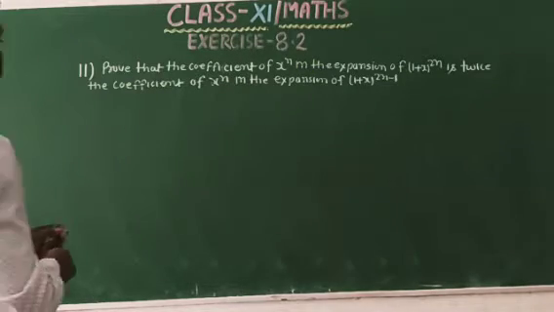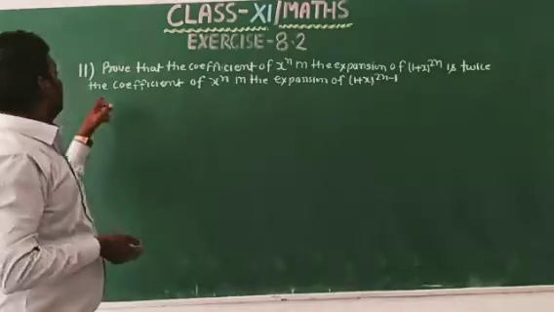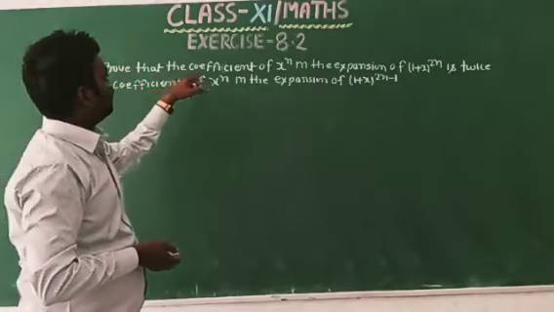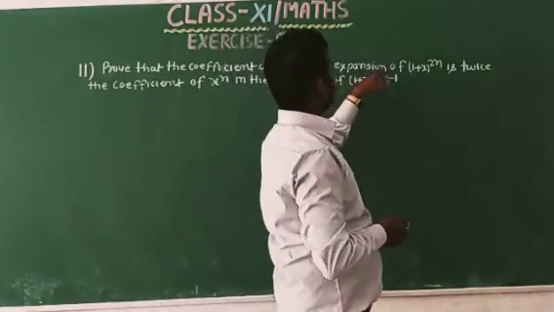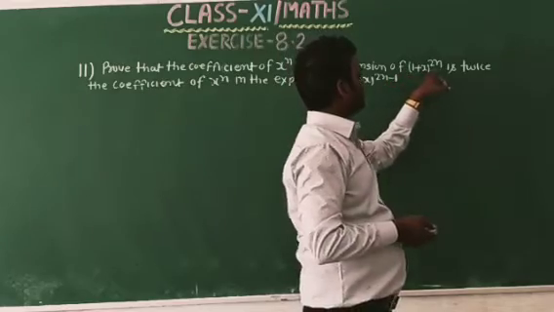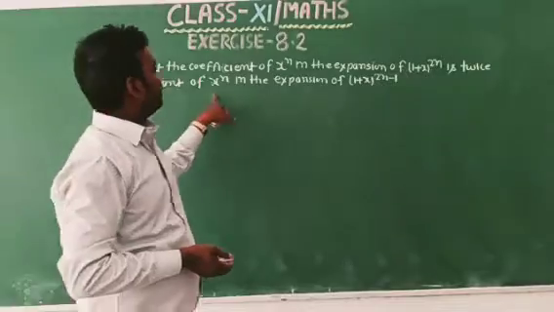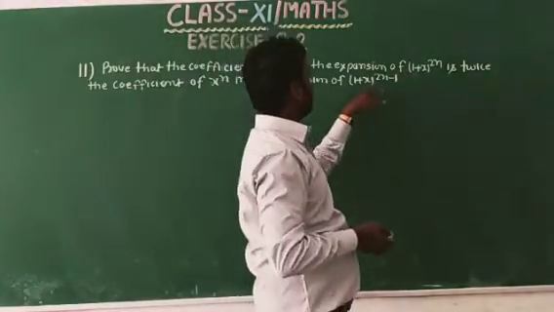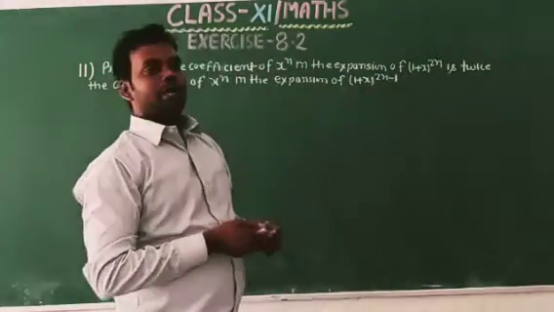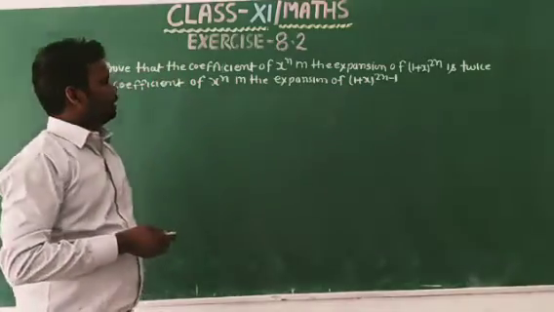Now move to question number 11. This is: prove that the coefficient of x to the power n in the expansion of (1 plus x) to the power 2n is twice the coefficient of x to the power n in the expansion of (1 plus x) to the power 2n minus 1.